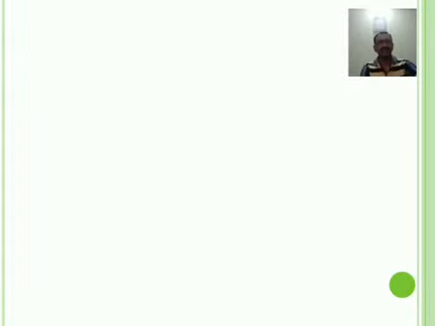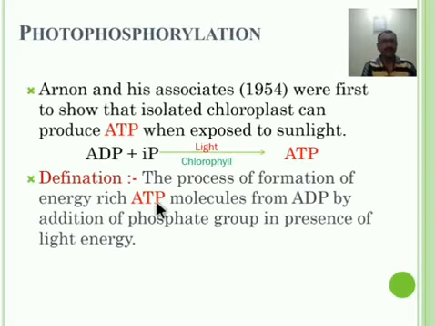Here two molecules are there: ATP, adenosine triphosphate, and ADP, adenosine diphosphate. Di means two. To these two phosphates, one additional phosphate is added, so adenosine diphosphate is converted into adenosine triphosphate, because one phosphate molecule is added in presence of light and chlorophyll pigment. This process is known as photophosphorylation.